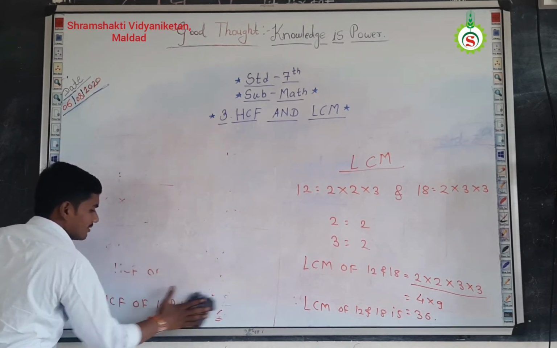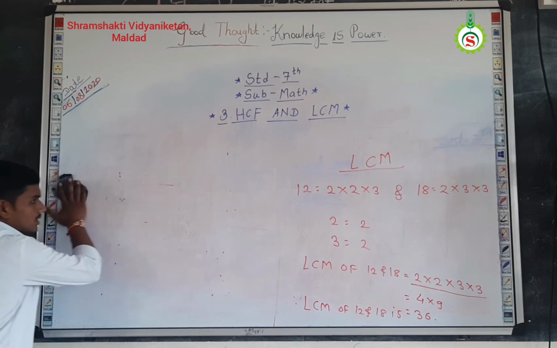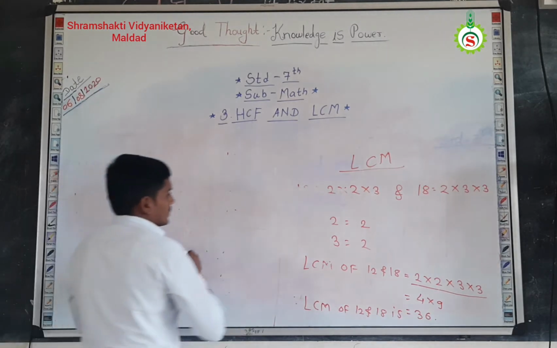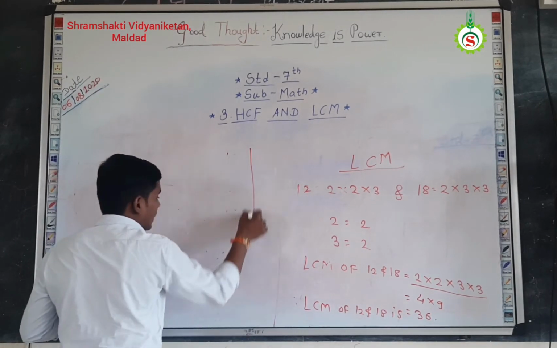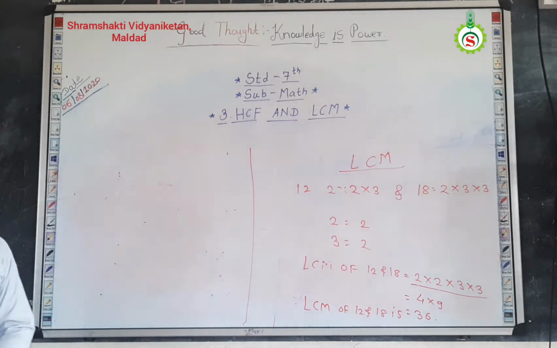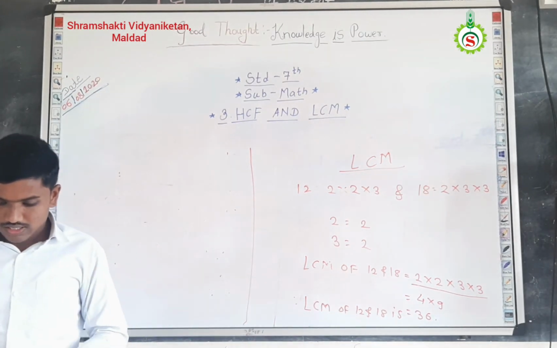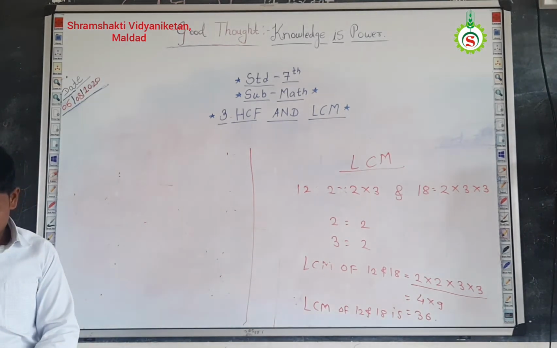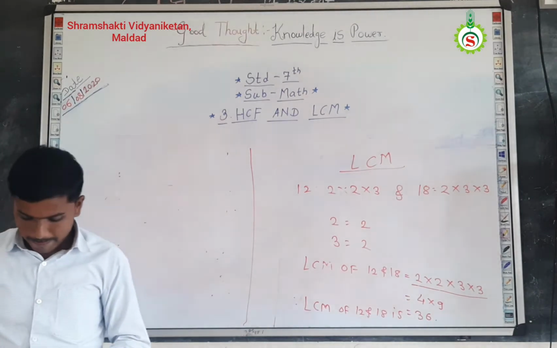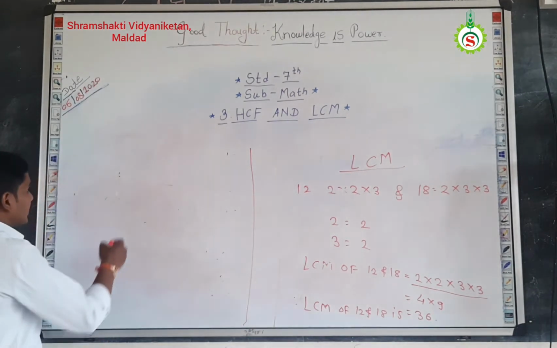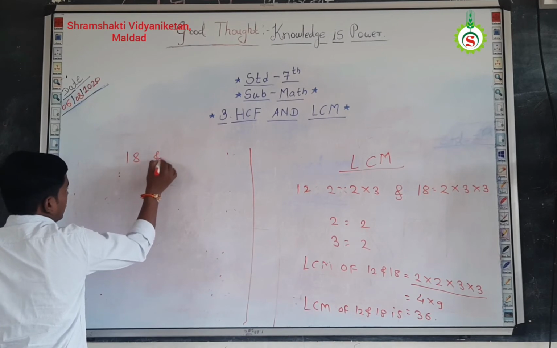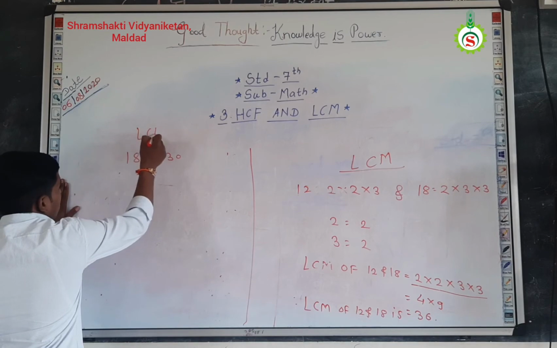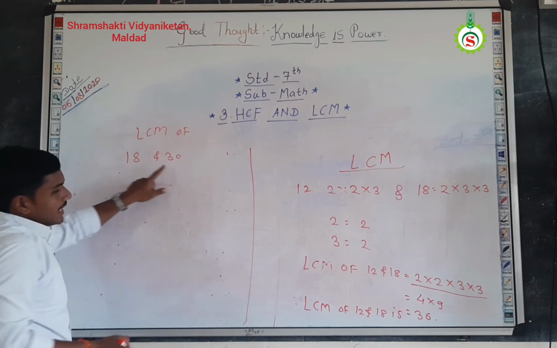So one more example we will take, and here we will take other numbers. Suppose 18 and 30. Now what do I have to find out? The LCM of 18 and 30.